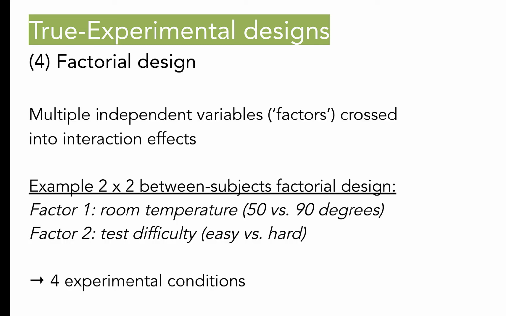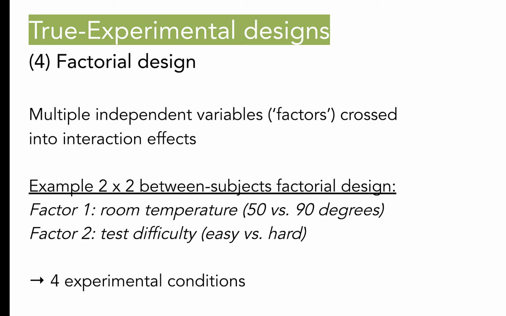The last category within the true experimental designs are factorial designs. Factorial designs make use of multiple independent variables, so multiple factors or multiple x's that are crossed over into interaction effects. So for example, instead of having just one manipulation, you have two manipulations. An example would be a 2x2 between subjects factorial design.